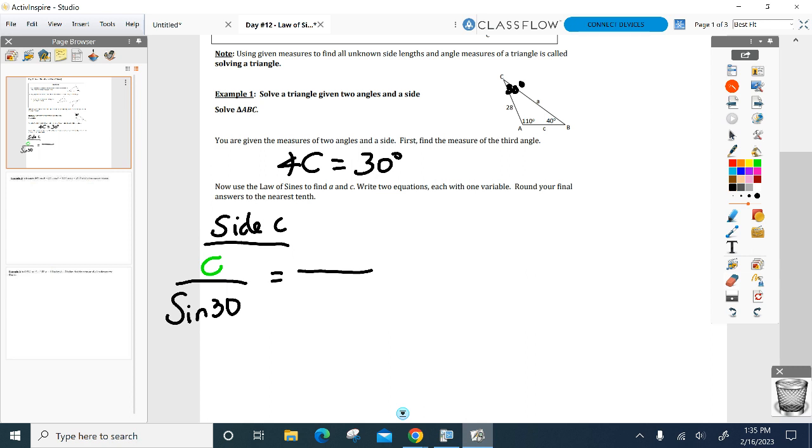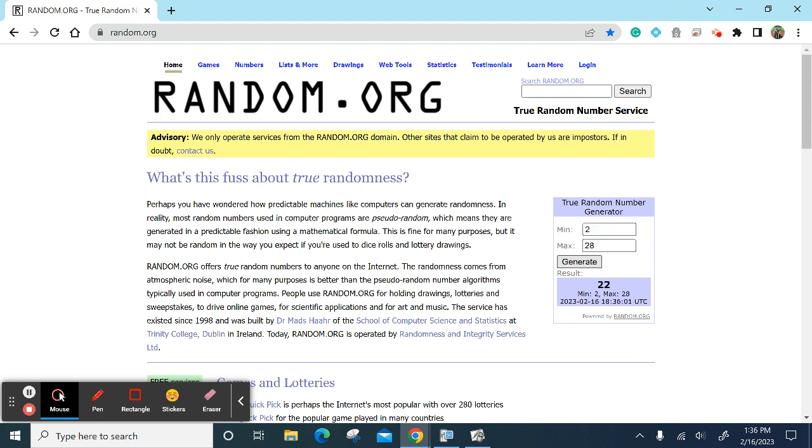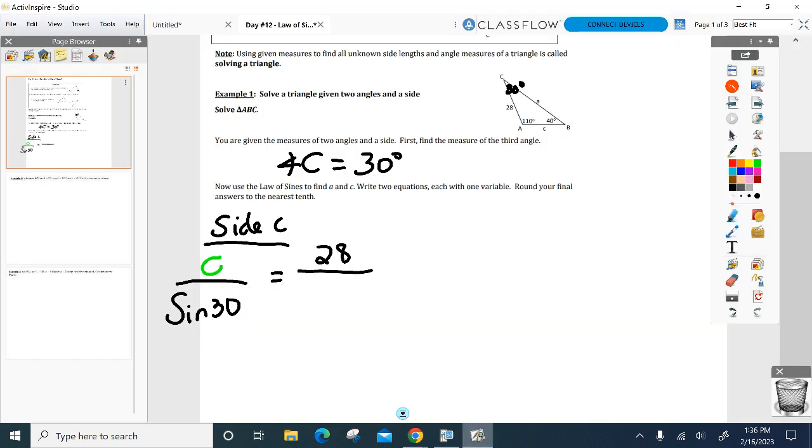What is it? CA, which is how long? 28. So I could put 28 over, give me the angle opposite now, 22. Sine 40. There you go. Law of sines in action.